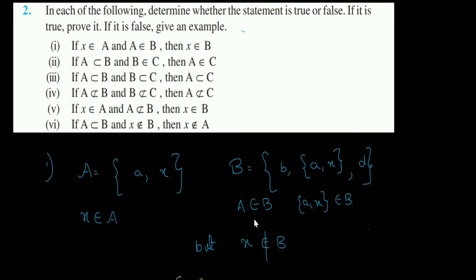Now, is it necessary that x should be there in B? Not necessary. x may be an element of B or may not be an element of B. Here I have given an example where x is not there in B. x is present in A. x belongs to A and A belongs to B, but x is not in B. If I put x here separately, then I can say x belongs to B.